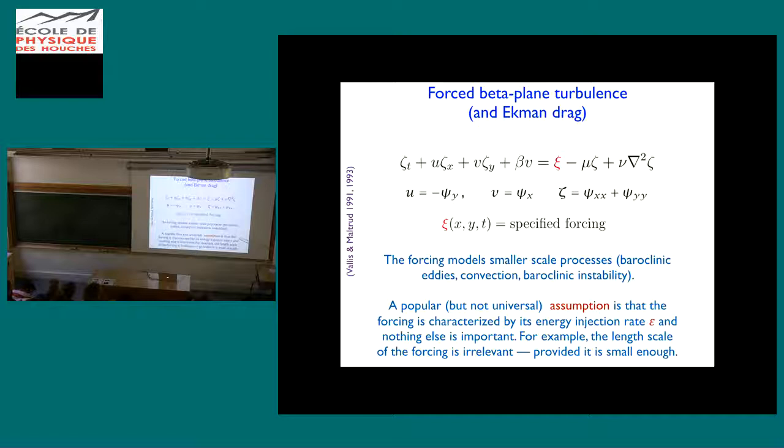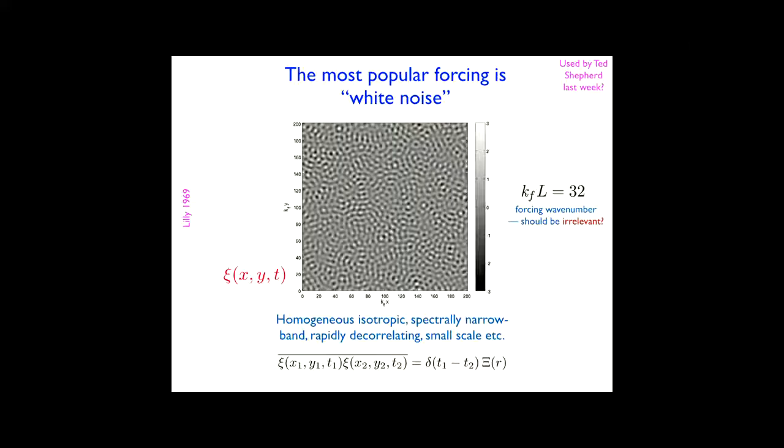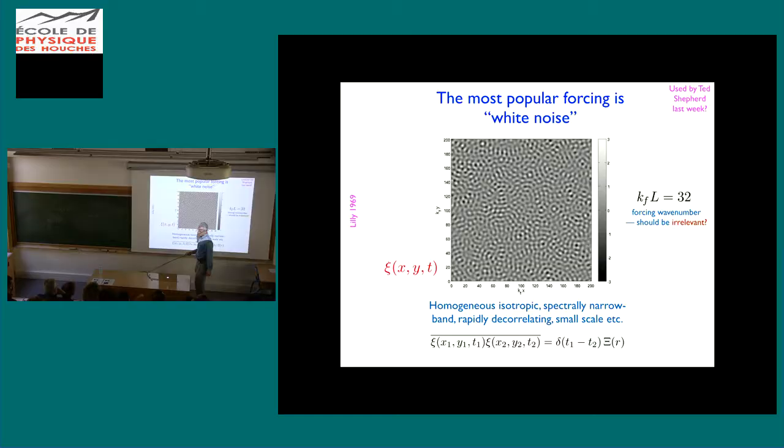A popular but not universal assumption is that the forcing is characterized by its injection rate, the rate at which it does work, and nothing else is important. For example, the length scale of the forcing is irrelevant, provided that it's small enough, and I'll critique that assumption as we go along. So small enough, it would be much smaller than the jet spacing. Yes, that's right. So in other words, there'd be another inequality here. Let's call it L sub Xz, some length scale which characterizes the forcing Xz.